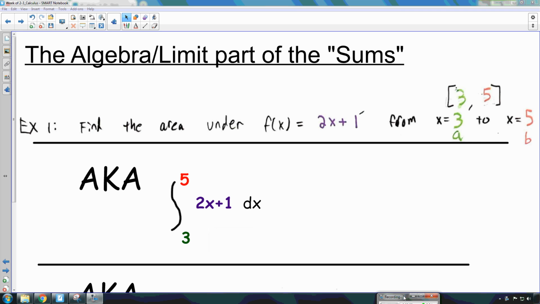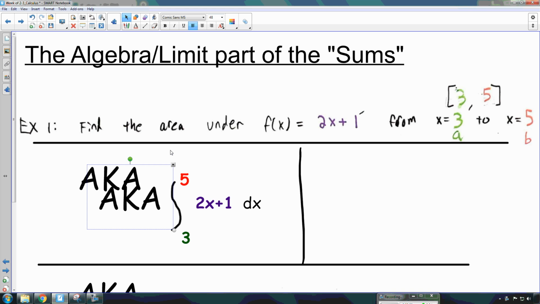Okay, this video is focusing very specifically on finding, it's kind of like the algebra part. So let's say you have this example, this function 2x plus 1, and you want to find the area underneath the curve. You know that there's another way to do this as well, so I'm going to throw another AKA in here. There's a lot of ways that this can be considered. So we can also look at this as the area under this graph.